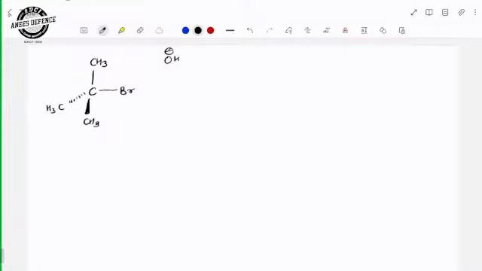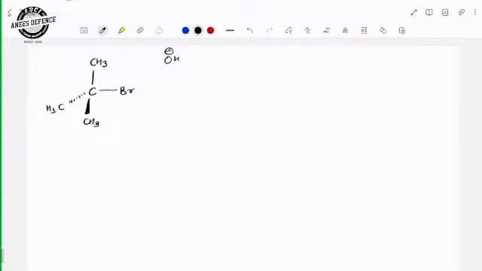You can try. If you're not getting it, we can solve it together. In SN2, it is not getting any chance to attack from the back. No, SN1. In SN1, yes.